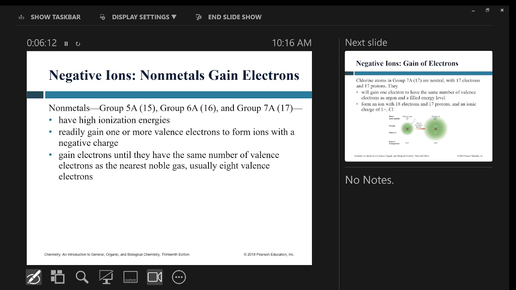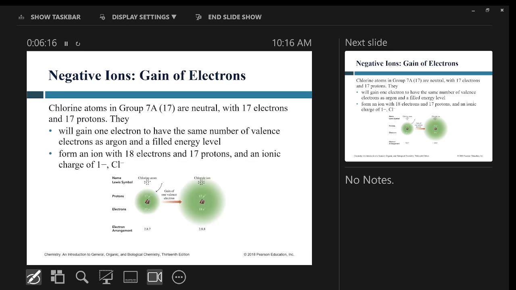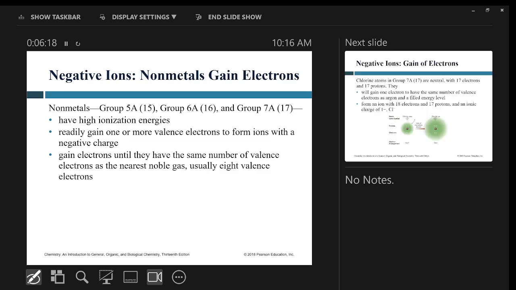And this is where that octet rule comes from. Though there's one very important exception right off the bat. How many electrons does hydrogen have when it's full? 2. How many electrons does helium have when it's full? 2.